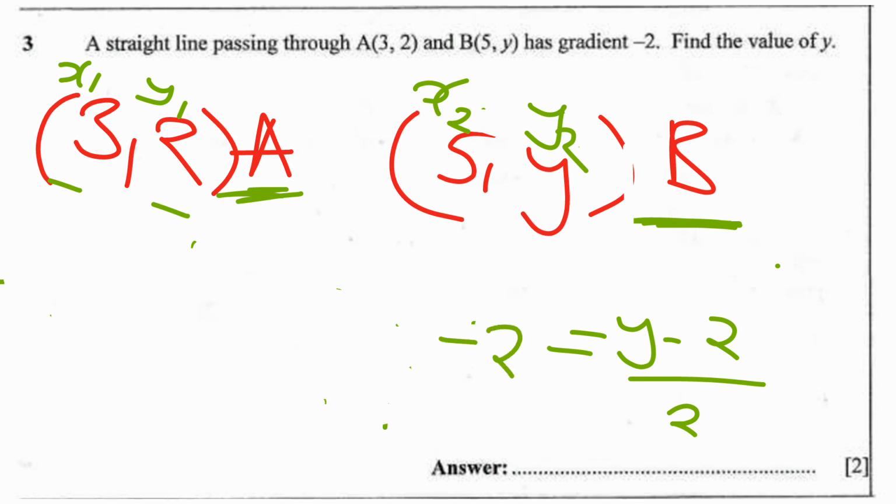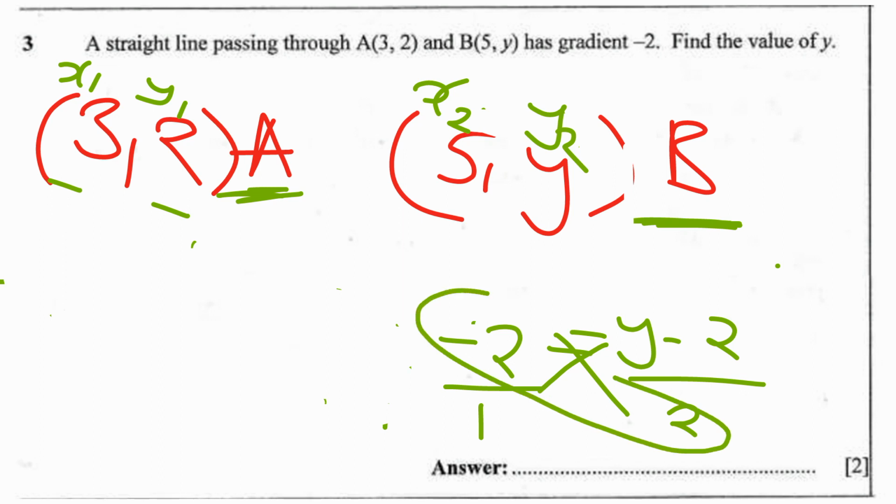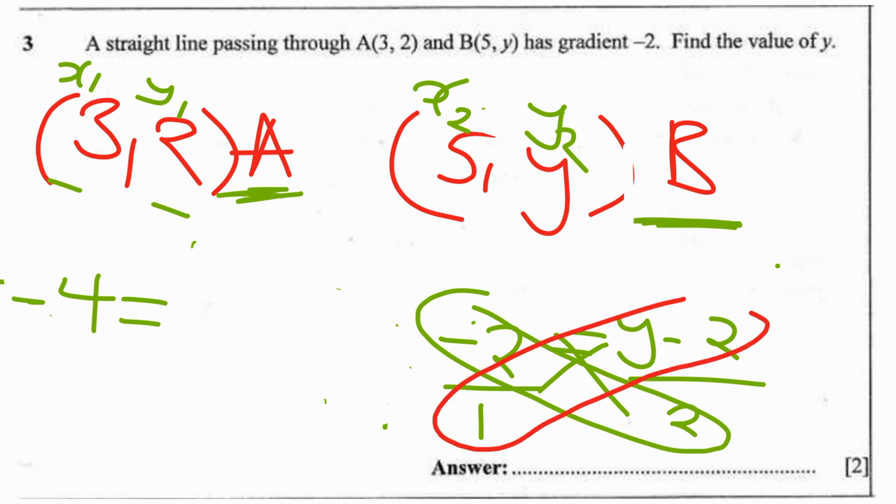This is -2. So now when we want to multiply, we'll cross multiply. We'll balance this side with a 1. Then we cross multiply so that we have the value of y. So we'll say -2 times 2, this will multiply with that, and we'll get -4. Then this will equal to, the other part will also multiply this other part. Once we multiply that, we'll have y minus 2.